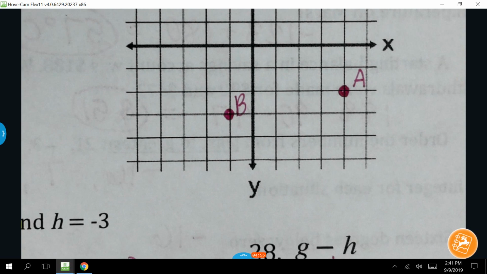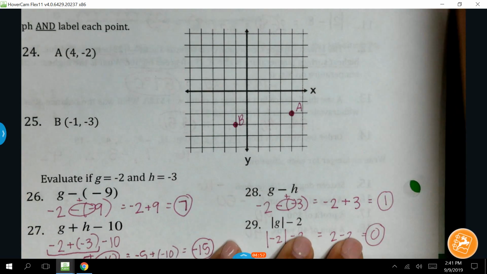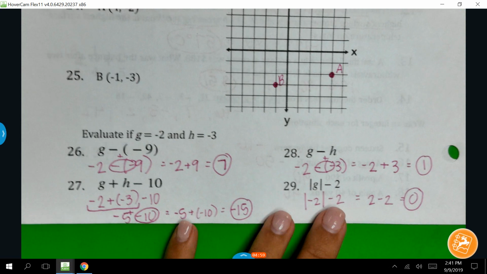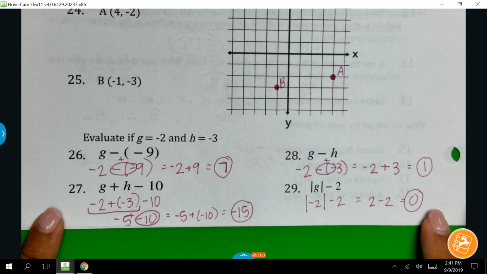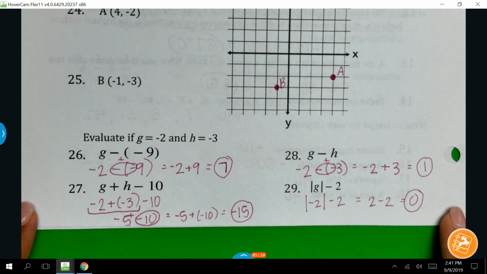Good. And those last few, you are plugging in the numbers and then solving. Make sure that you're plugging those numbers in correctly. If you don't plug them in correctly, then your answer is, of course, going to be wrong as well. So be careful when you're doing that.